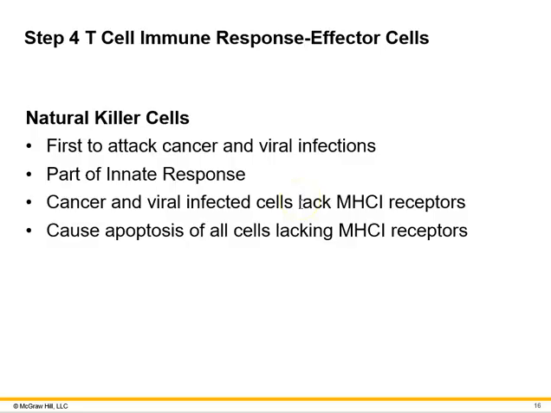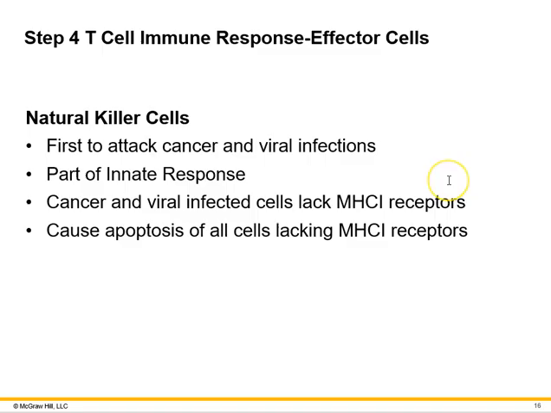The reason they do this is they help to protect you from viruses and cancer. So they're the first ones to kind of attack this, right? So something that's foreign. Basically they're looking for that MHC1 to see if it's you or not. And if they find that the MHC1 is missing, then they're going to attack it. Okay?